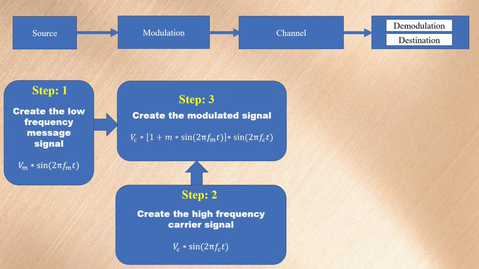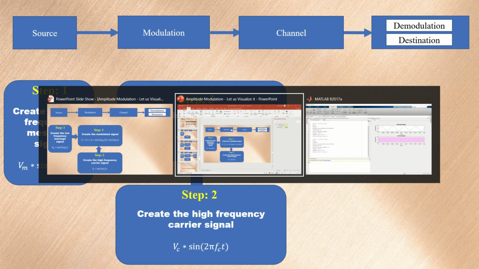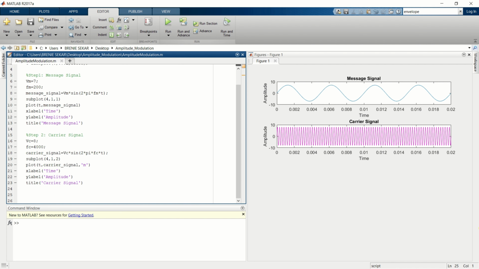Step 3 is creating the modulated signal by using the equation Vc into 1 plus m sin 2 pi fmt into sin 2 pi fct. Step 3, modulated signal. We know the equation for the modulated signal.